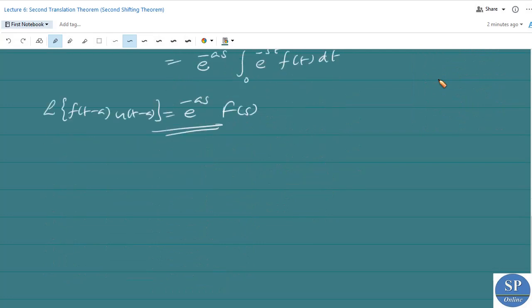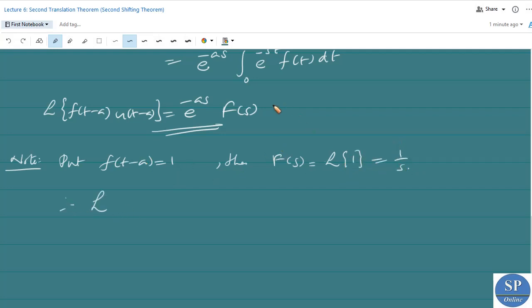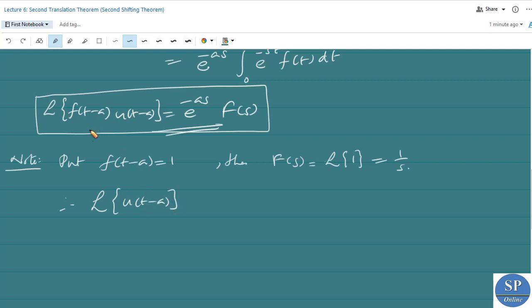Now from the above theorem we can find the Laplace transform of the unit step function. Putting f(t-a) equal to 1, we have F(s) equal to the Laplace transform of 1, which is 1/s. Therefore, by using this theorem, L{f(t-a) u(t-a)} = e^(-as) F(s). Since f(t-a) is 1, we get L{u(t-a)}, the Laplace transform of the unit step function, equal to e^(-as) F(s), where F(s) is 1/s. Therefore, the Laplace transform of the unit step function is e^(-as)/s.